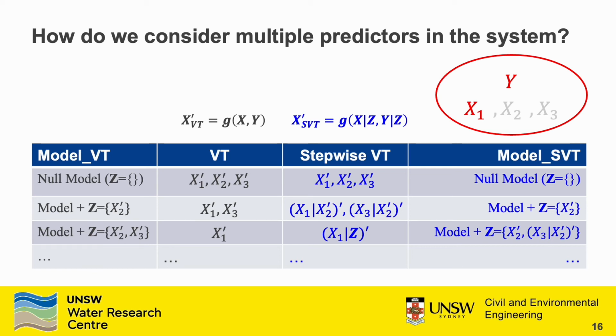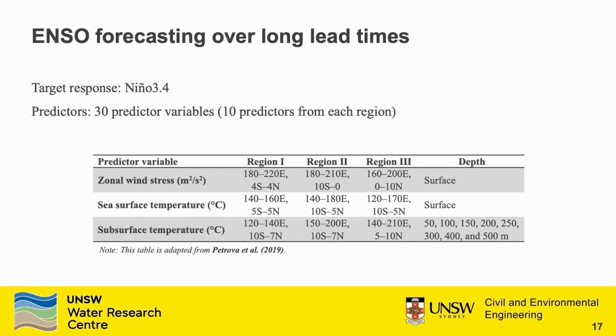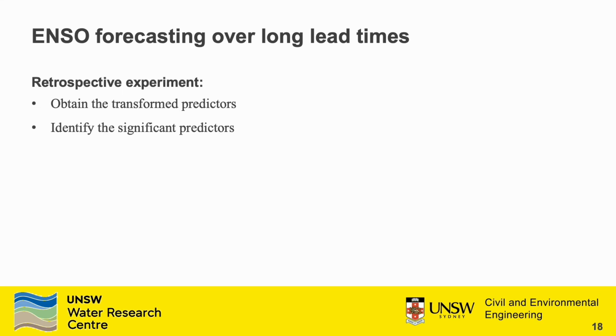Now it is time to apply the proposed method to a real example. In the ENSO forecasting example, the target response is NINO 3.4, and there are 30 predictor variables, including zonal wind stress, sea surface, and subsurface temperature from 3 different regions and at different depths. This is a retrospective experiment.